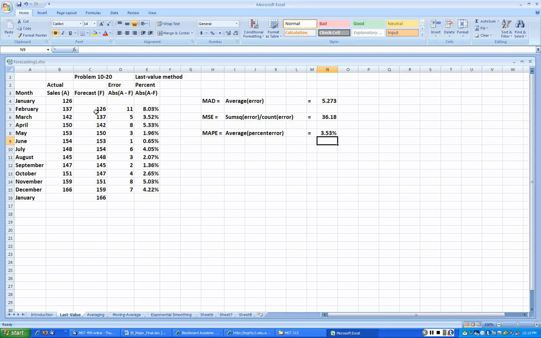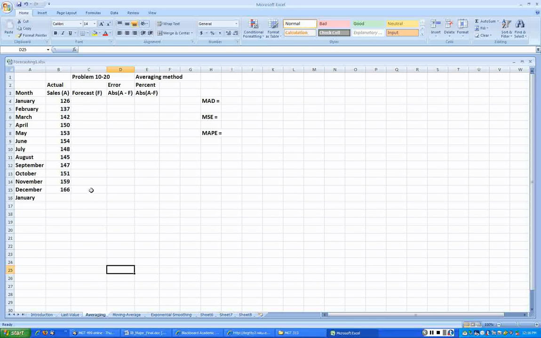So in other words, the last value method is very applicable for those sort of demands that are more or less around the mean and hovering above or below that by a little amount. Okay, so that's where the last value method is applicable. Next we will go to the averaging method. What is the averaging method?